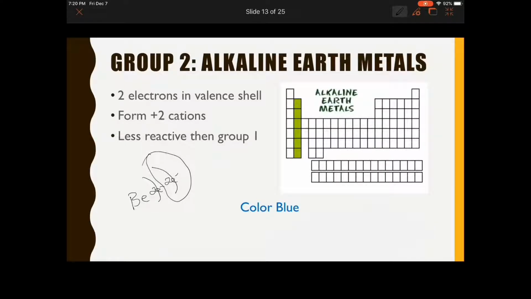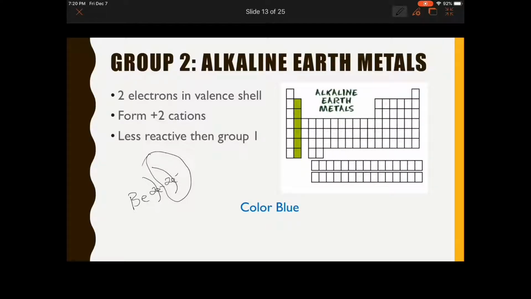So these typically form +2 cations because, again, they are a metal. They prefer to give up their electrons. They are less reactive than group 1. Not to say they're not reactive when it comes in contact with other metals, but you can have magnesium metal and not have any kind of issue.